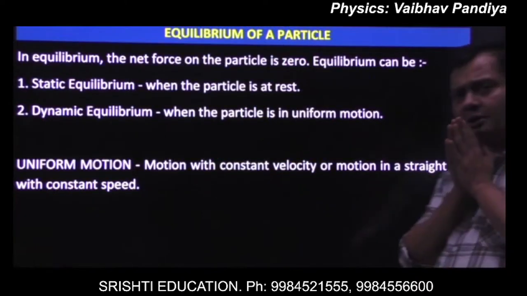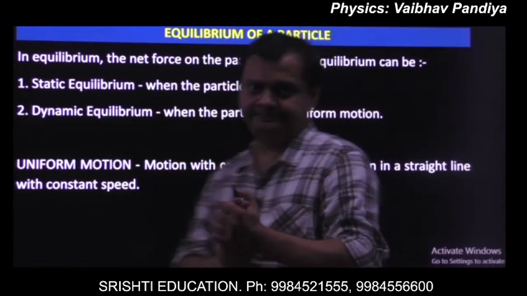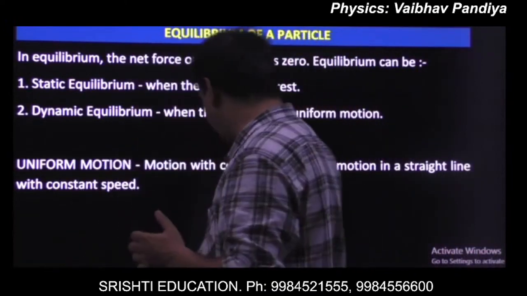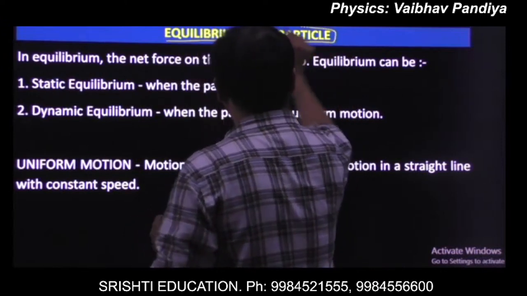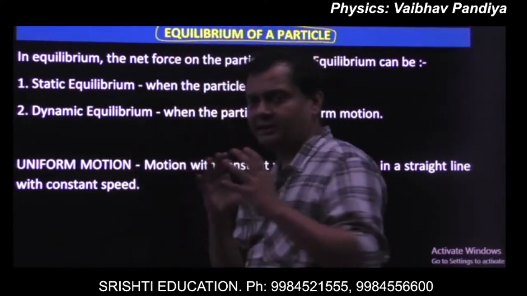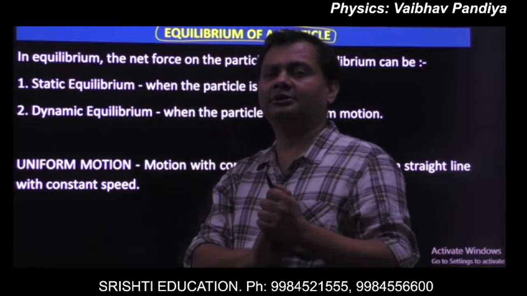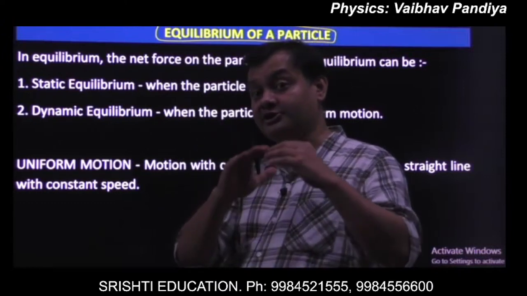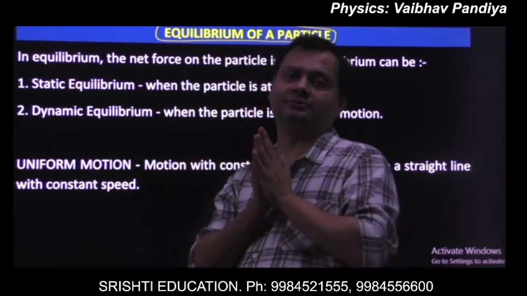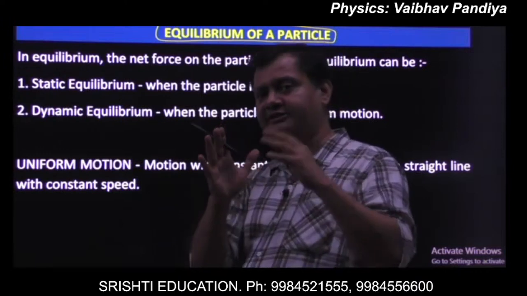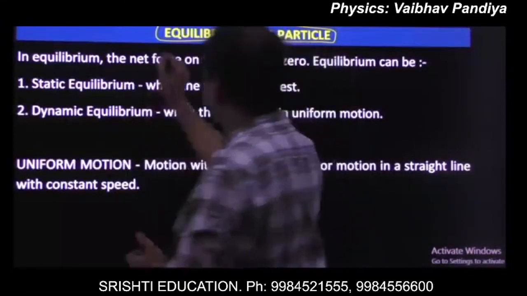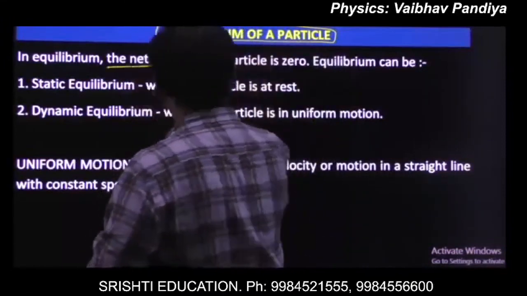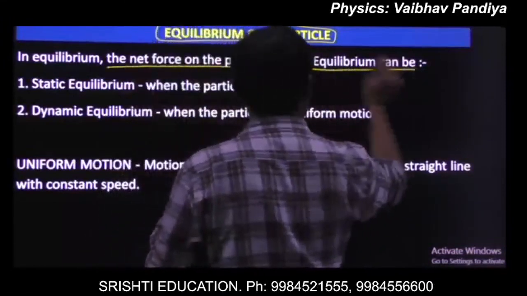Now see, when we talk about the equilibrium of the particle, whenever the particle is in equilibrium, it means the net force on it is zero. Net means the resultant force. Suppose it is acted upon by 5 forces. So the sum or the resultant of 5 forces will be 0. The net force means the sum or the resultant of all the individual forces. So whenever the particle is in equilibrium, the net force on the particle is 0.